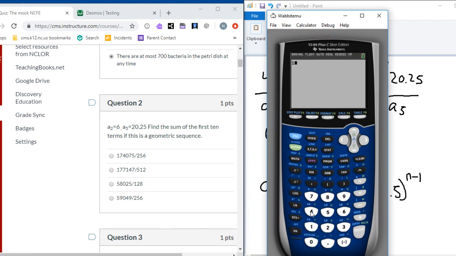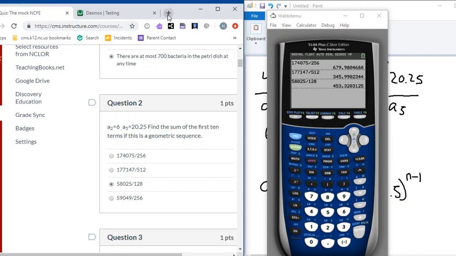Is it 174075 divided by 256? Nope. Is it 177147 divided by 512? Nope. Is it 58025 divided by 128? Yes, it is. So this is the correct answer.